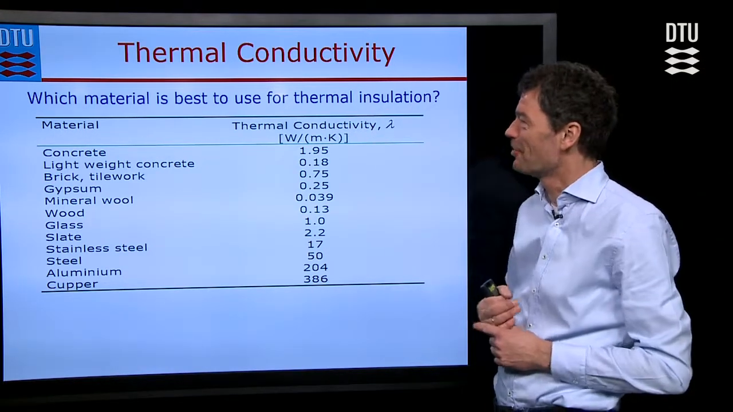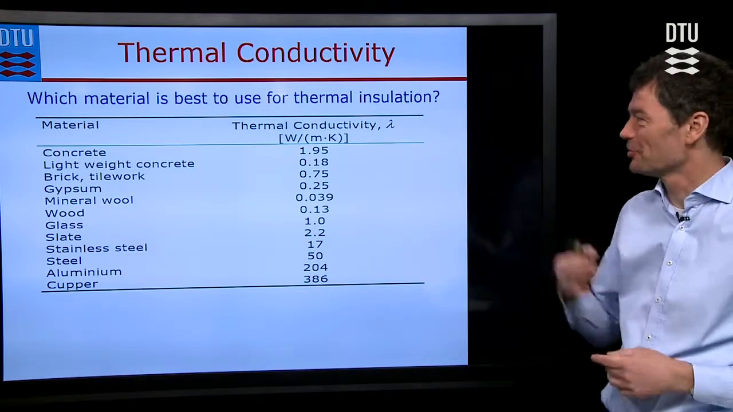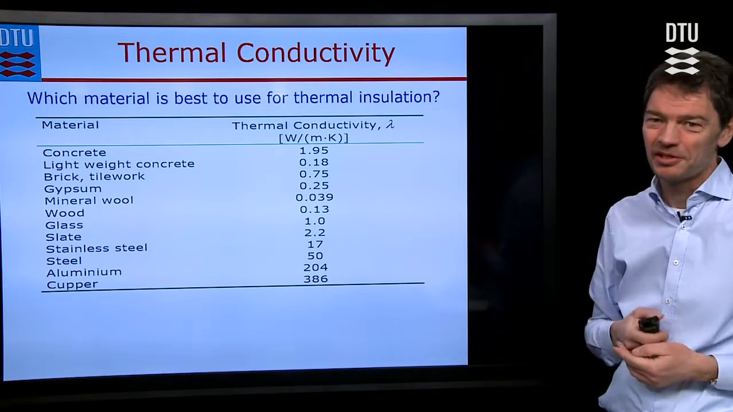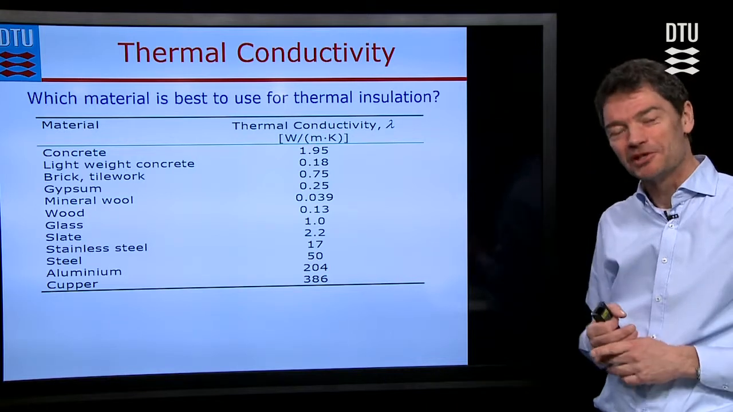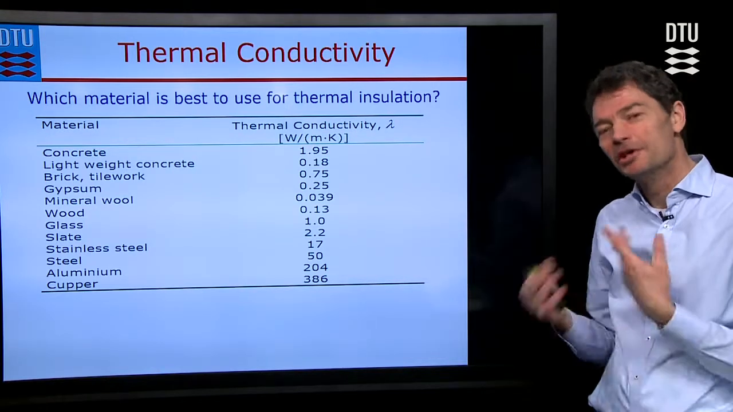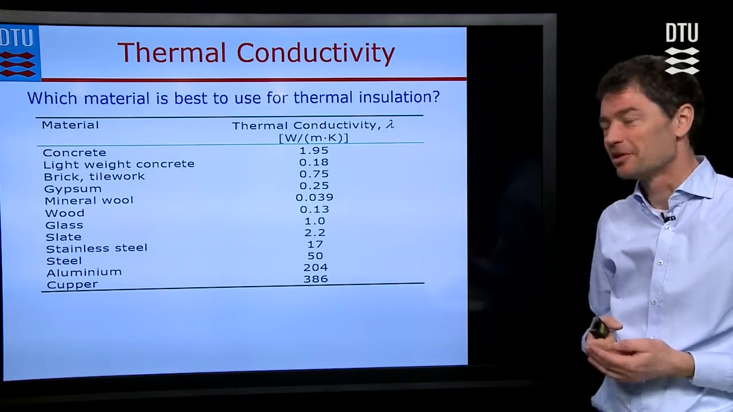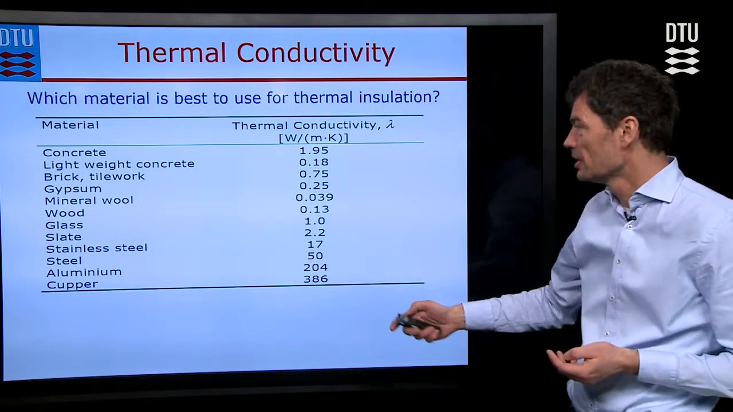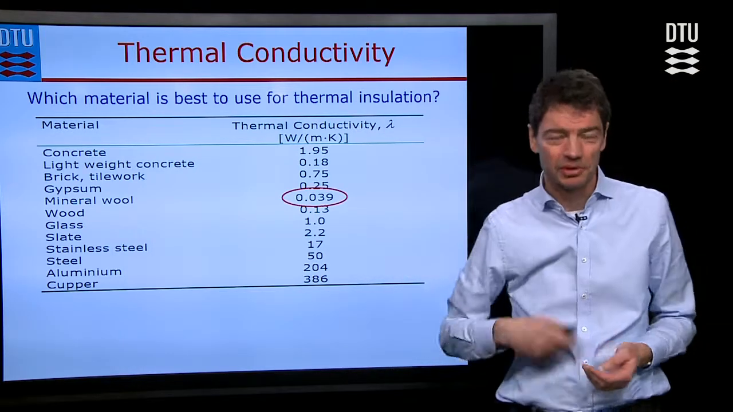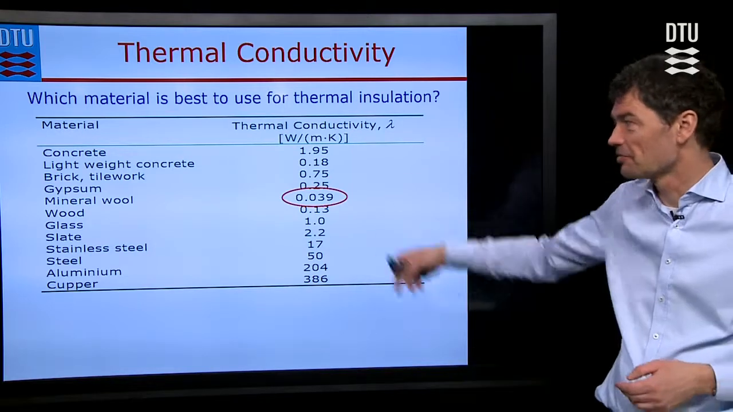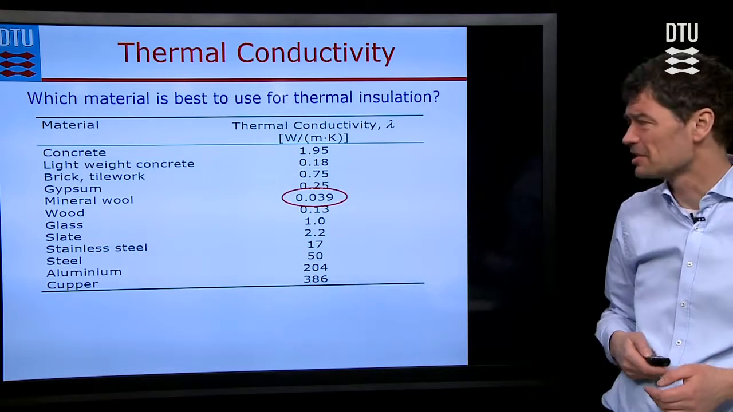The question posed at the top is: which material do you think is best suited for thermal insulation? Well, if you want thermal insulation, you want a small heat flow, so you want a material with a small thermal conductivity, a small lambda value, and that of course is mineral wool, the insulation material out of those given in this list.